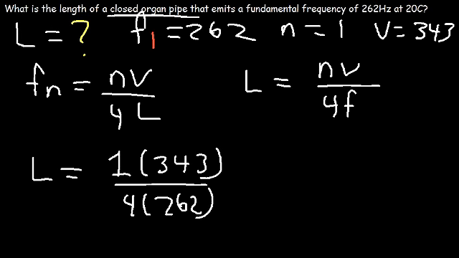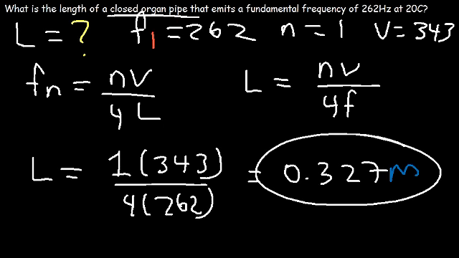4 times 262 is 1048. 343 divided by 1048 is about 0.327 meters. So that's how long the closed organ pipe should be.